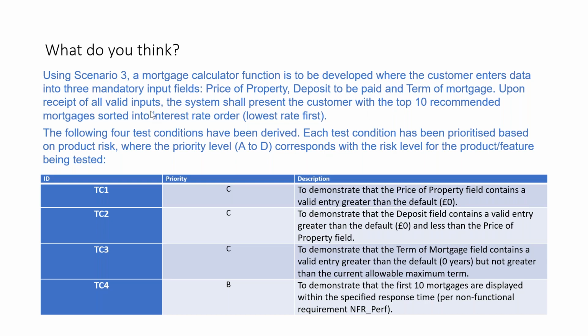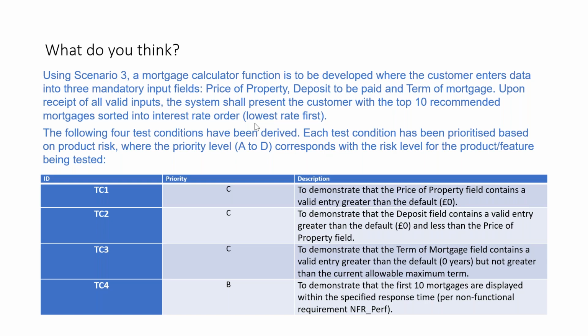Upon receipt of all valid inputs, the system shall present the customer with top 10 recommended mortgages sorted into interest rate order. So you will enter 3 inputs. Once the system takes that, it provides an output. That output is top 10 recommended mortgages sorted into interest rate order. That is the recommendation it will give, with lowest rate first.